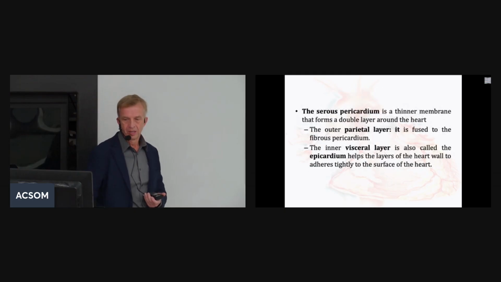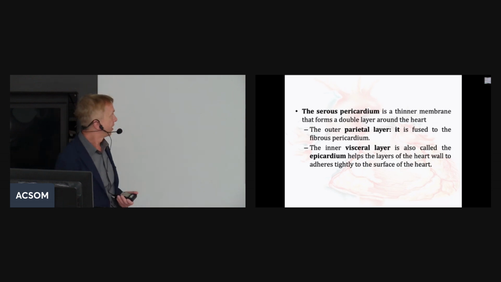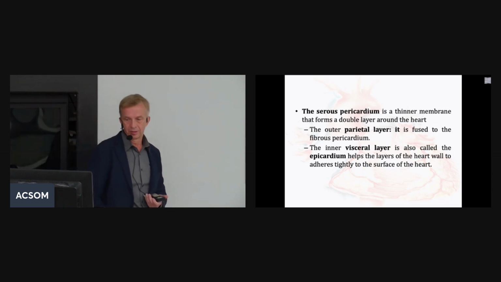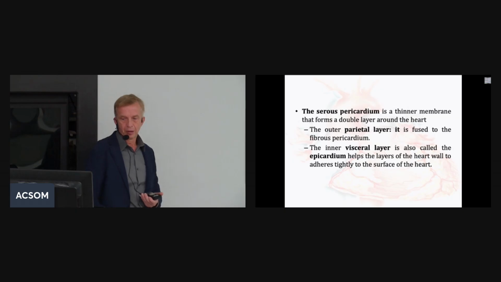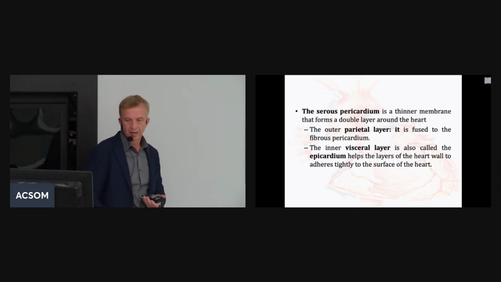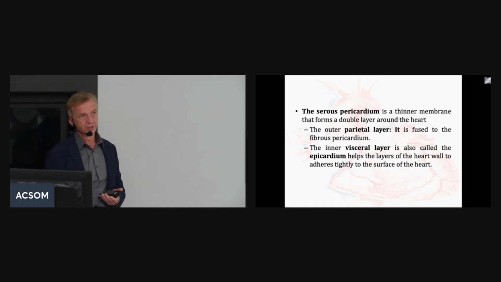So that's the fibrous. And then the serous pericardium, which consists of two layers, which is the parietal and visceral layer. The outer layer, the parietal, is fused with the fibrous pericardium. The visceral layer is the layer that sits on the surface of the heart, and it's also called epicardium. And there is a space between the parietal and visceral layer, which contains fluid, right?